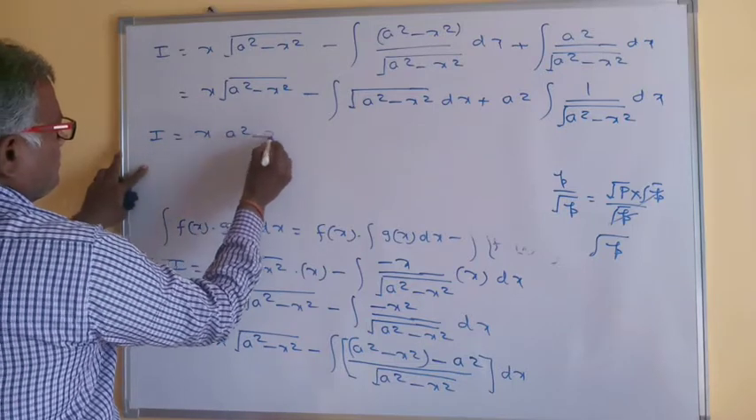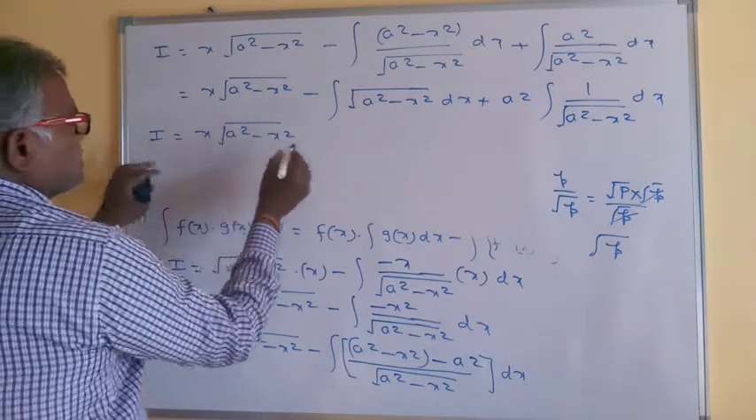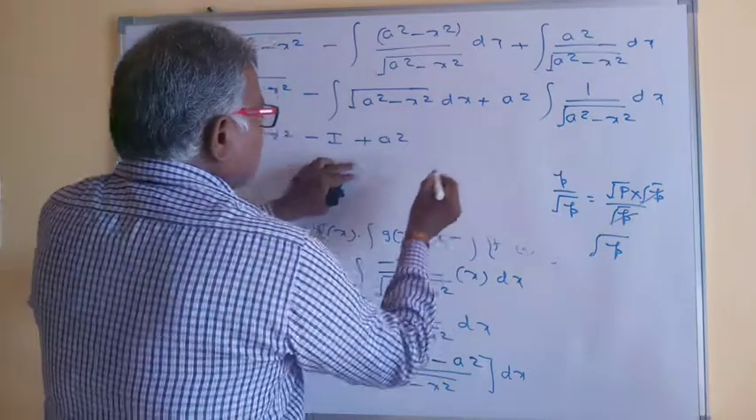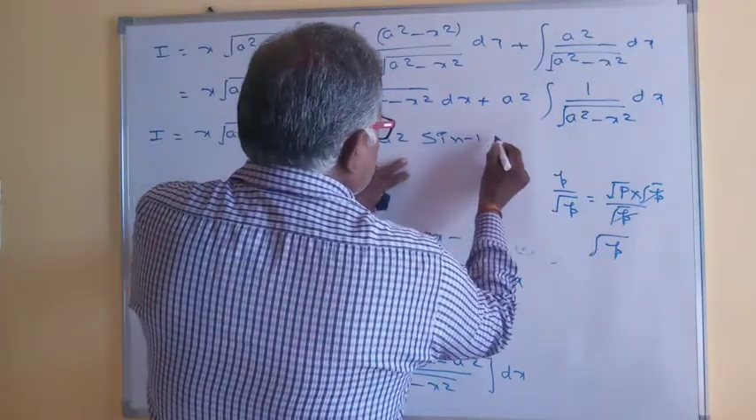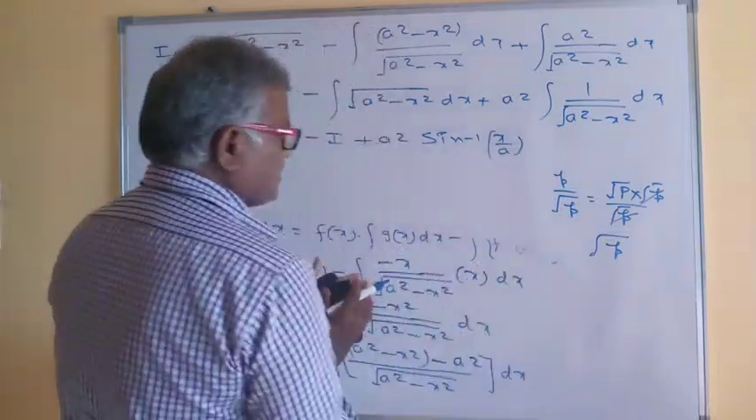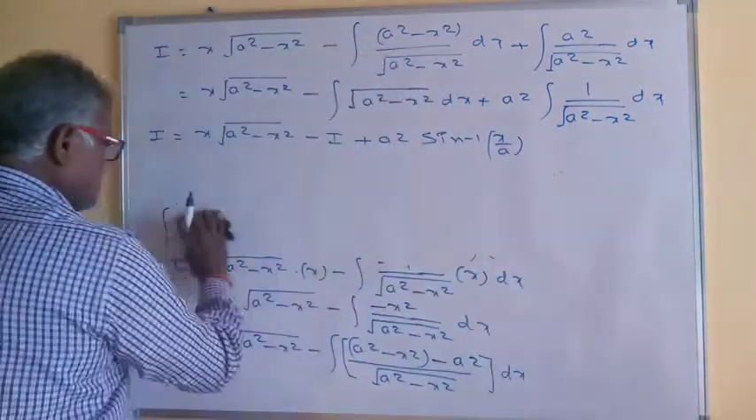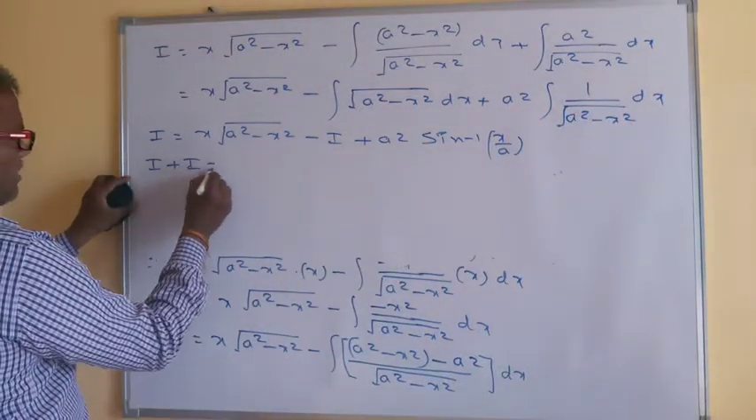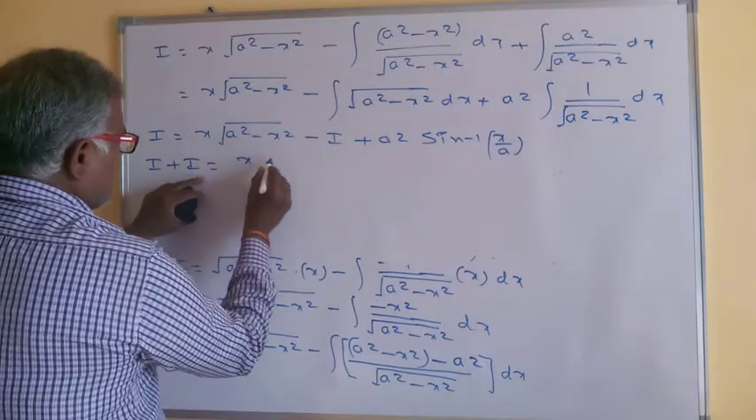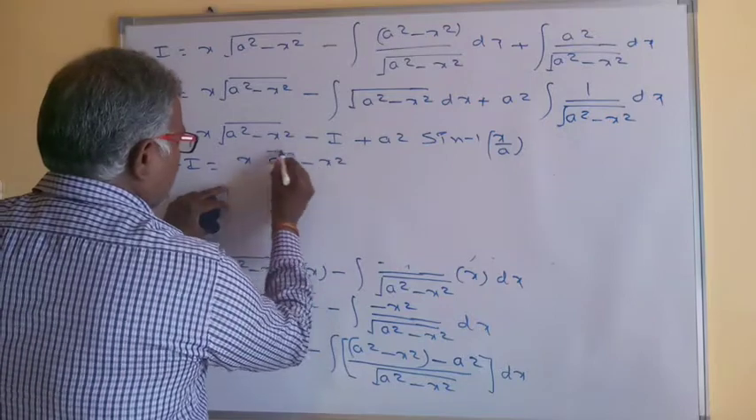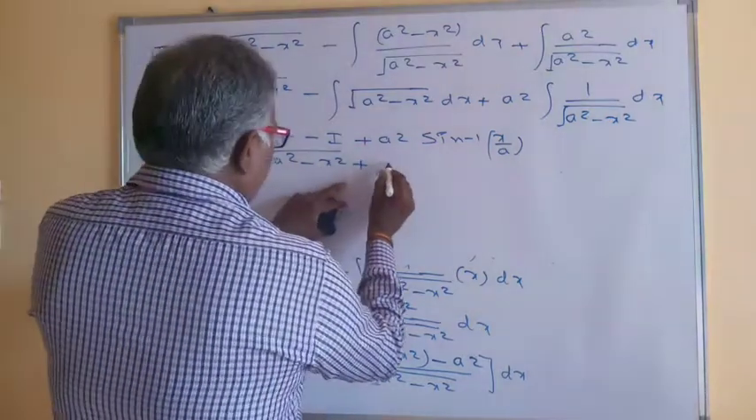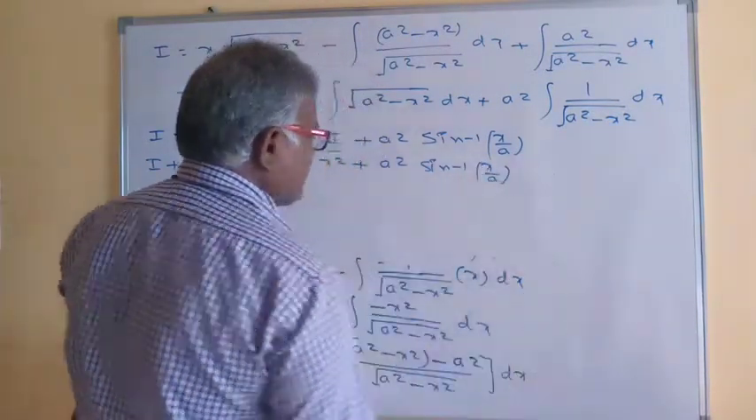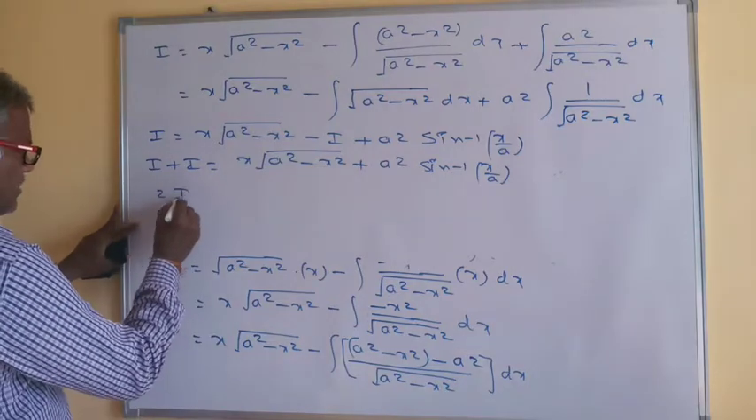So x into root of a square minus x square minus I. Here you see a square into, this is nothing but sin inverse x by a. Okay. So I plus I is equal to x into root of a square minus x square plus a square into sin inverse x by a. Okay. So this gives us 2I.